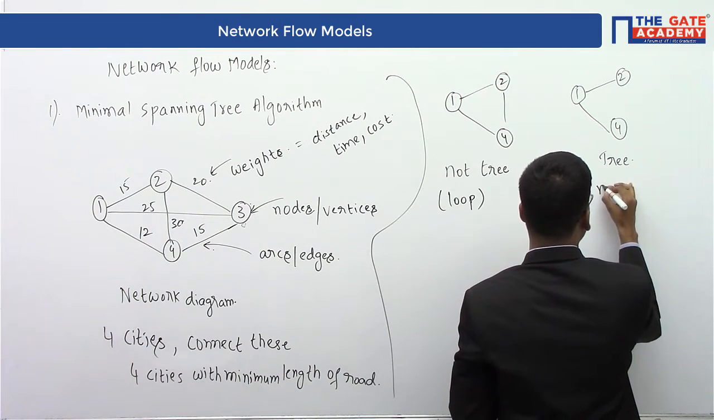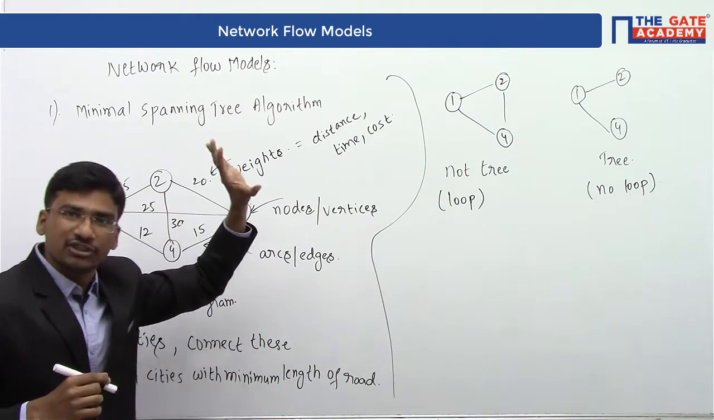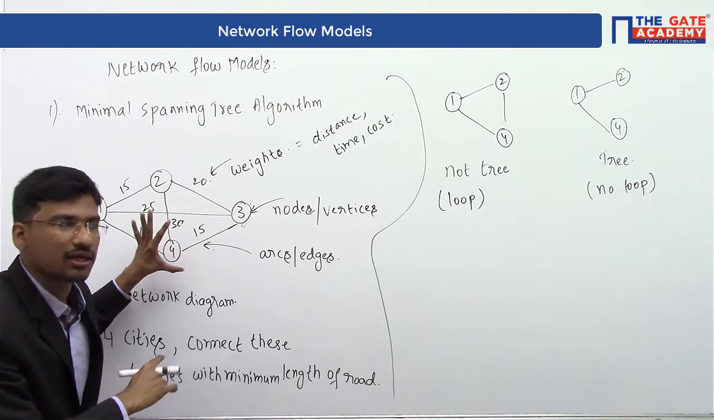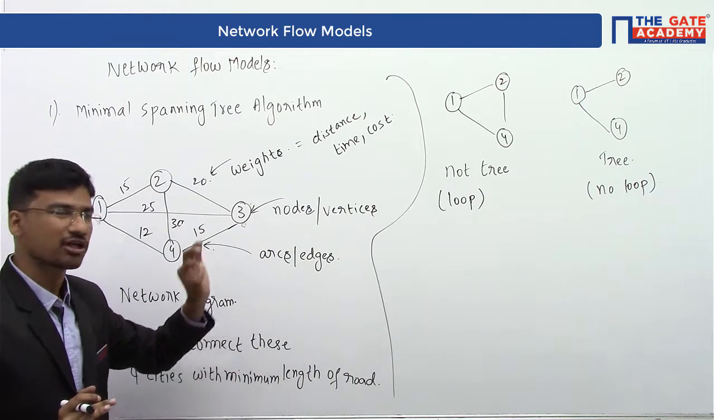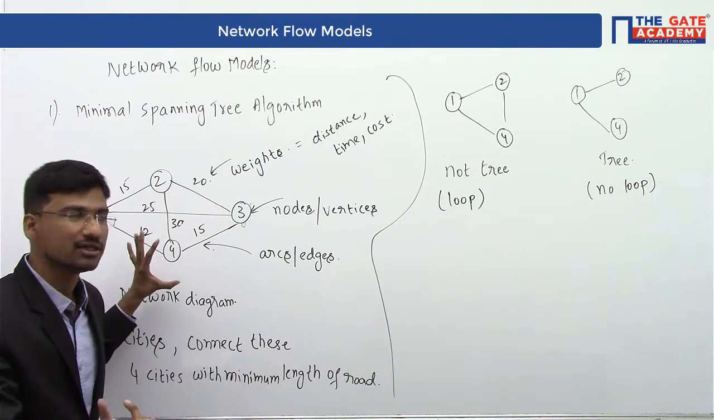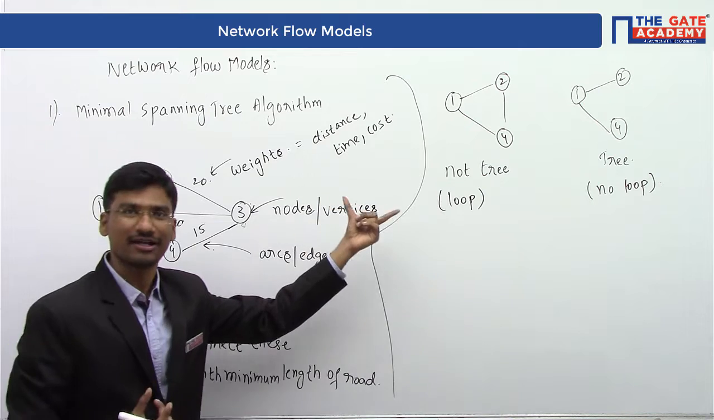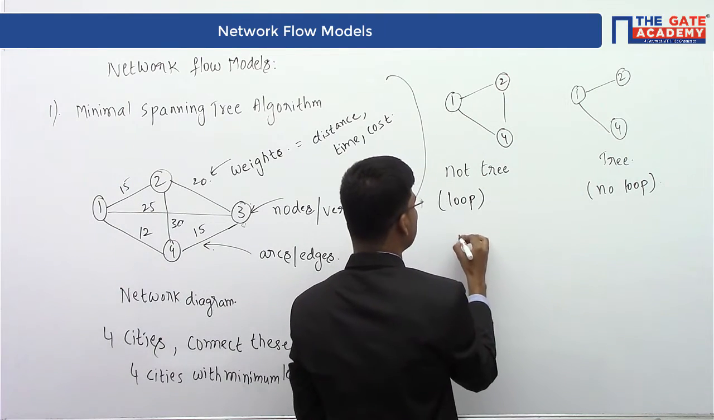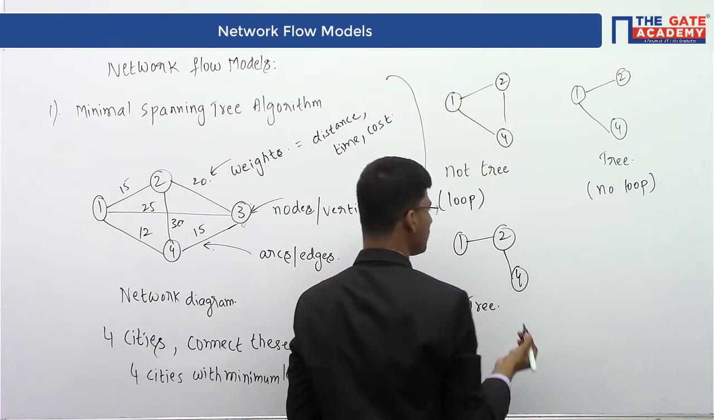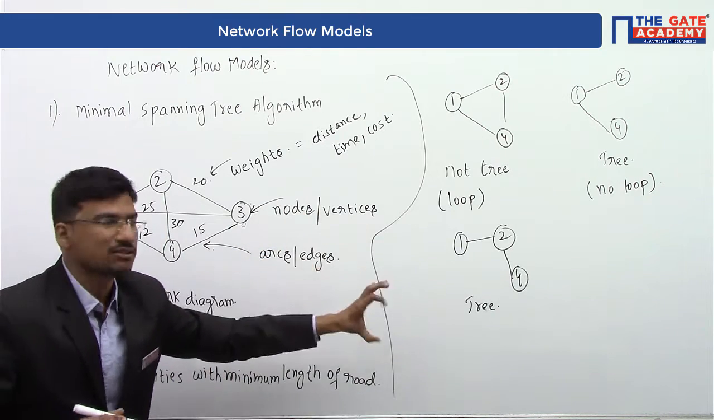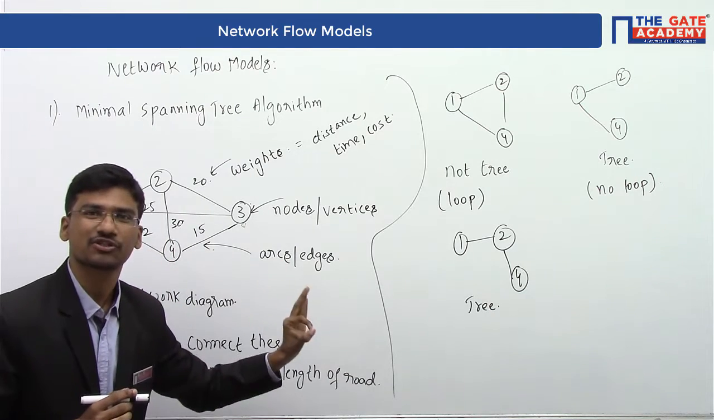This one has no loop, so this is a tree, right? A tree should be a subset of the given network with no loop. This is the definition of a tree: a subset of a given network diagram with no loop. We can draw so many trees here. We have seen only one tree so far, but we can draw many, like 1 to 2, 2 to 4. This is also a tree. Like this, many trees can be extracted from this particular network. This is the basic definition of a tree.